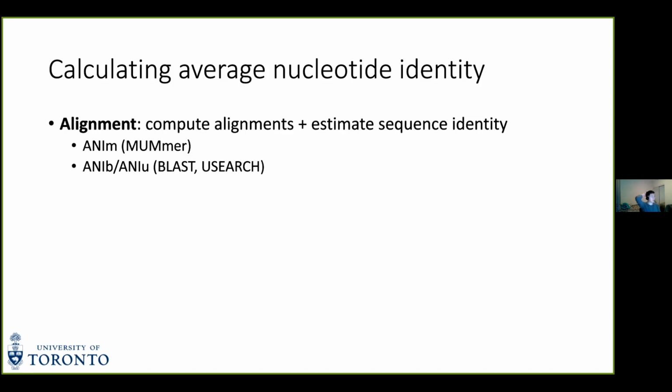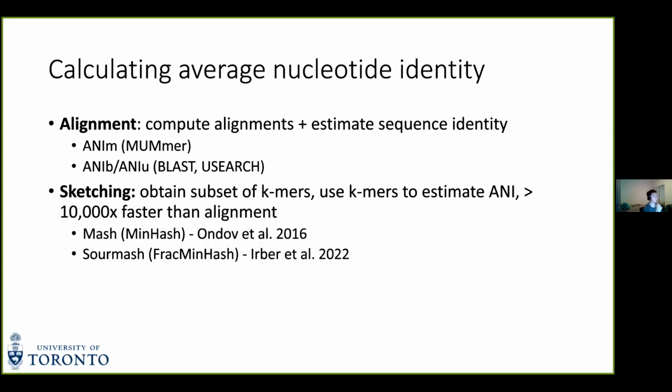The first methods that calculated average nucleotide identity were using alignment. What these methods do is compute alignments using various alignment tools, and then they estimate the sequence identity on regions that they deemed orthologous. ANIm, for example, uses the MUMmer algorithm as the underlying alignment algorithm, but you can also use things like BLAST and USEARCH as the underlying algorithm.